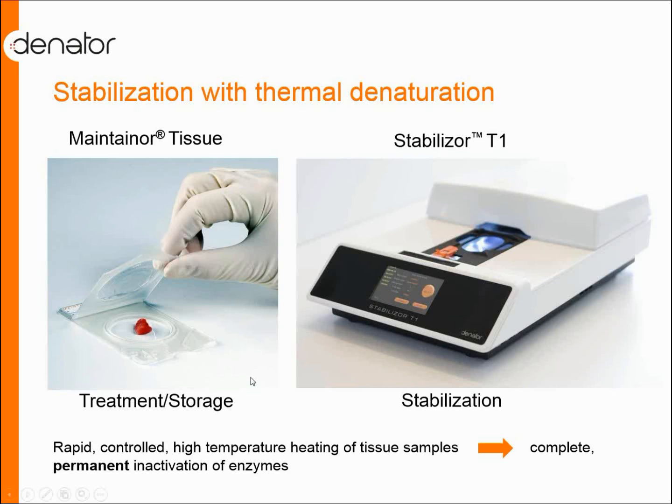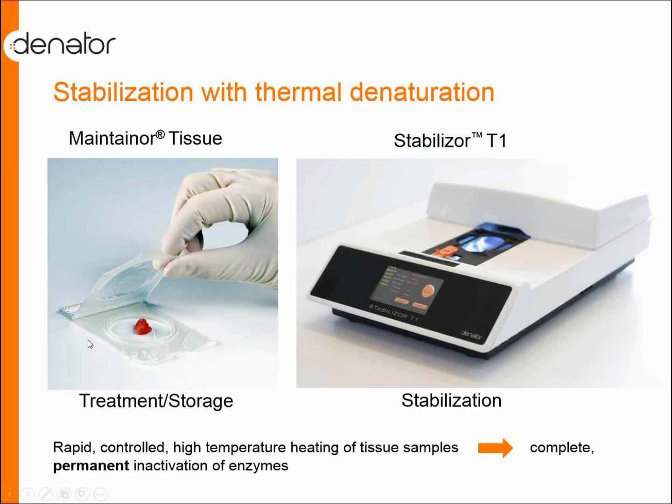It works with a sample card. We call them Maintainer Tissue, and that's where you place the sample, and then it's closed and forms a closed cavity where the sample is during the treatment. There are also other cards, the Maintainer Liquid for more liquid samples, and there's also a Maintainer DBS card for the dried blood spot application.